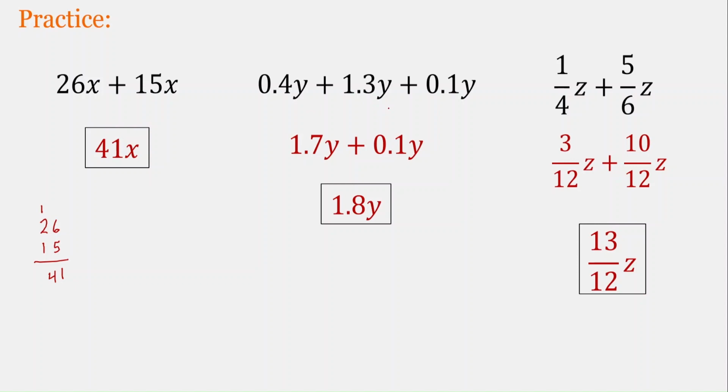Now in this second problem, we have 3 terms, but again, they're all the same. They're all like terms. They all have the variable y raised to the first power. So we'll use order of operations to solve this. All we have is addition. So we're just going to add from left to right. So 0.4y plus 1.3y is 1.7y. And then we bring down that 0.1y. And then we add these two, and we get 1.8y.